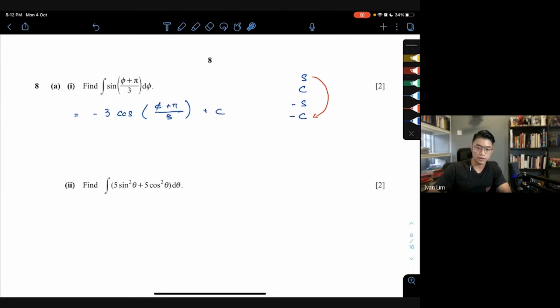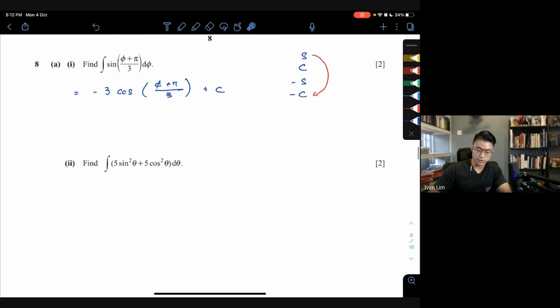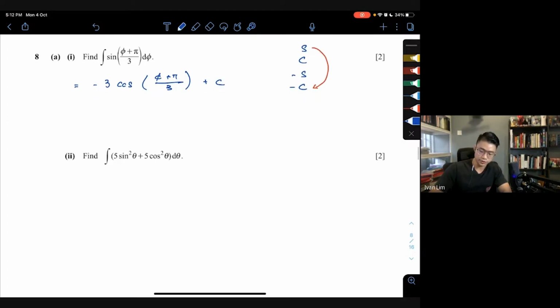Just separate it: theta over 3 plus pi over 3. Okay, next one. Find the integral of sine square theta plus 5 cos square theta, d theta.